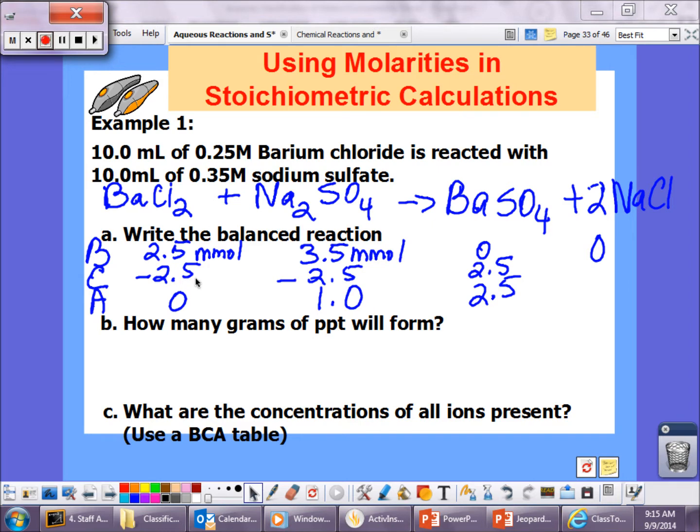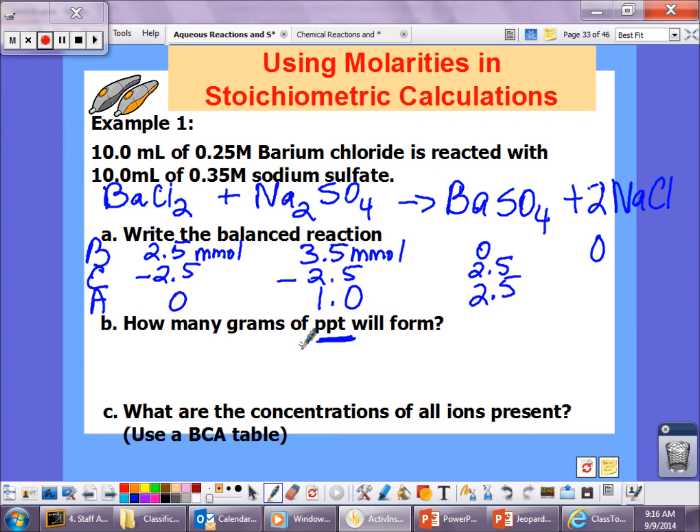Now, after 2.5 millimoles of barium chloride react, I won't have any barium chloride left. I will have 1.0 millimoles of sodium sulfate, and I will produce 2.5 millimoles of barium sulfate. The question is, how many grams of precipitate will form? I said last time you need to review your solubility rules, so you will know that the sodium chloride is soluble. It is not the precipitate. So barium sulfate is the precipitate.